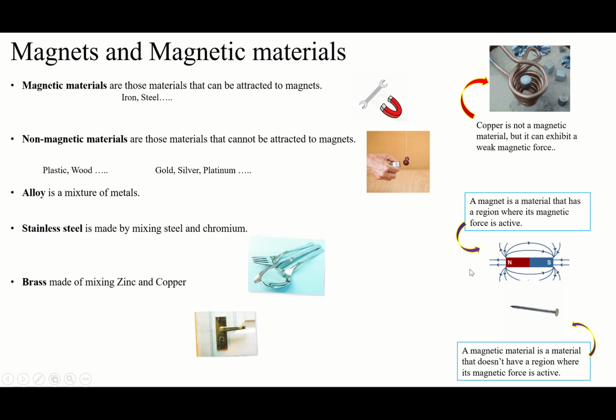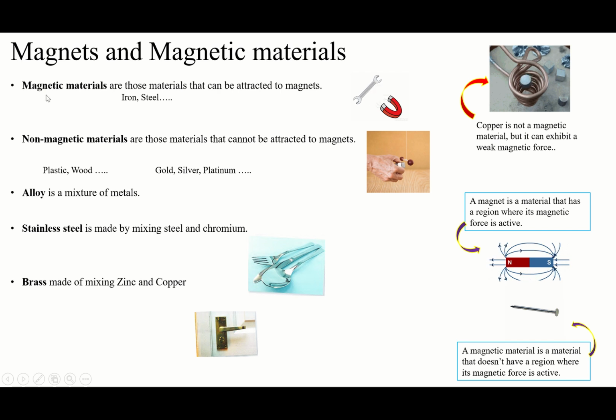The difference between a magnet and a magnetic material is this. A magnet is a material that has a region where its magnetic force is active. It has an active magnetic force. But a magnetic material doesn't have a region where the magnetic force is active. There is no pulling force. So if it doesn't have it, why do we say magnetic material? What does it really mean?